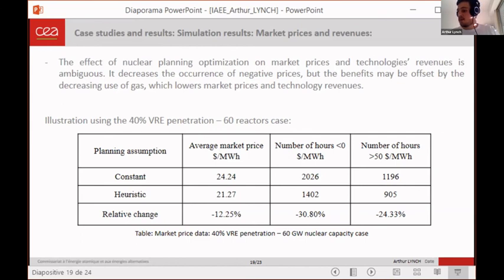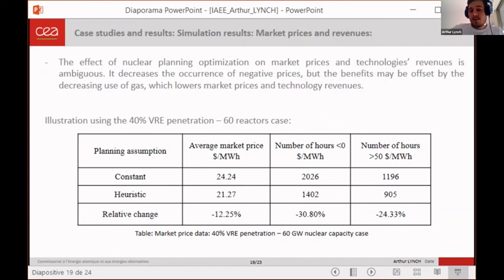The second question that you ask about is prices and the price evolution, and you're right to have made the link with the use of gas. The fact that the number of hours where the price is negative does decrease is directly linked to the decreasing energy curtailment level.